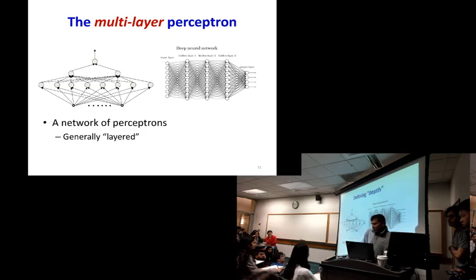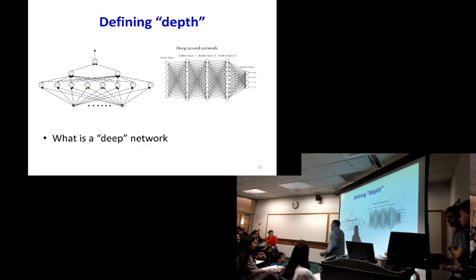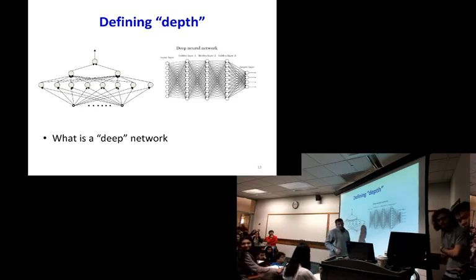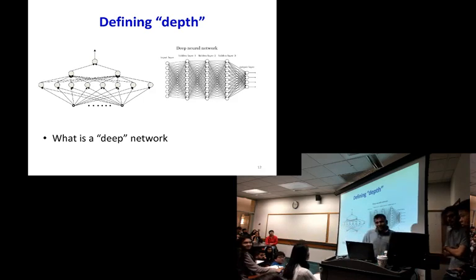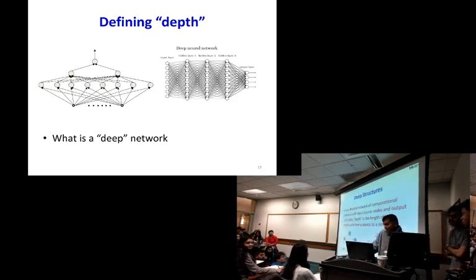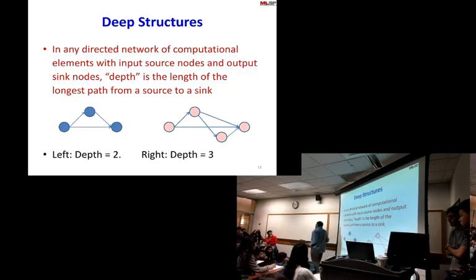Deep is actually a term that's associated with graphs of any kind. So how many of you are taking graphs? Nobody, right? What's a deep graph? Anyone? Well, I was just going to say the depth is the longest path. Exactly, right? So if I have a directed graph, the depth of a graph is the length of the longest path from source to destination.